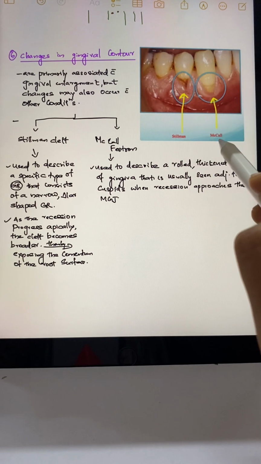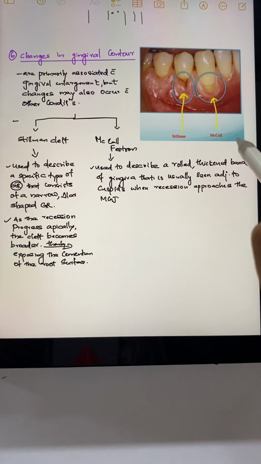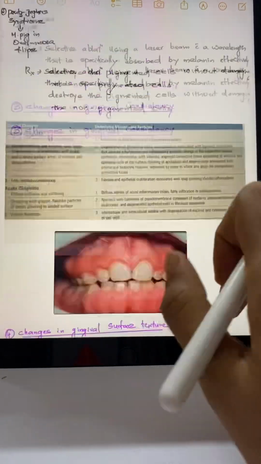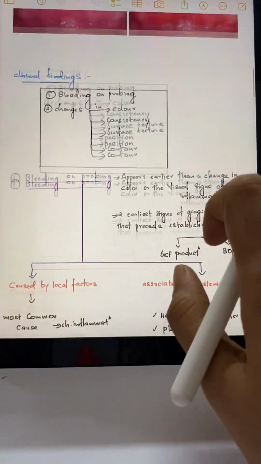Whereas McCall festoon is used to describe a rolled, thickened band of gingiva. Can you see this thickened band? This is usually seen adjacent to cuspids when recession approaches the mucogingival junction. So this is all about the clinical features of gingivitis.